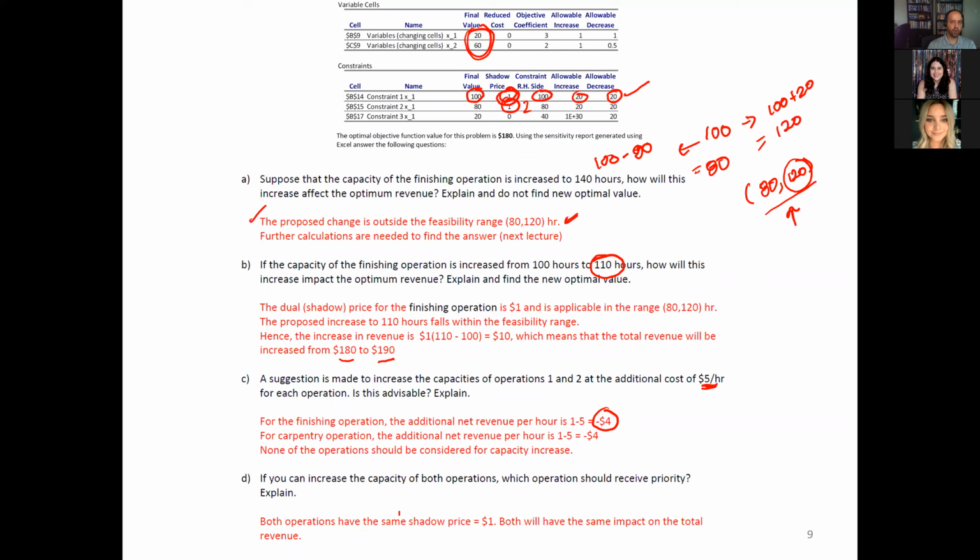In this problem, both dual prices or shadow prices are the same. So it doesn't matter which one you choose, it will still have the same impact in the objective function or in your revenue for the problem. So again, the idea with this is that you can understand how to use the information in the analysis.